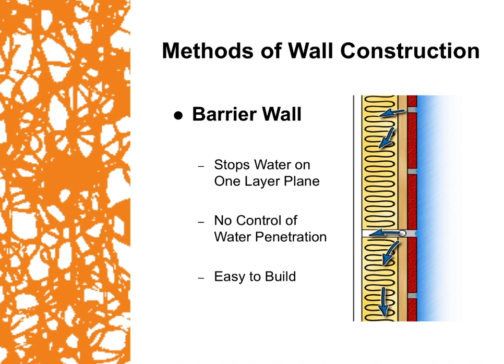The second method of wall construction is barrier wall systems. Barrier wall systems are the most typical method used today, for the simple fact that they are easy to build and one of the more inexpensive types of construction. The issues with this method is it is set up to stop water at one layer. Also, that there is no control of moisture penetration.